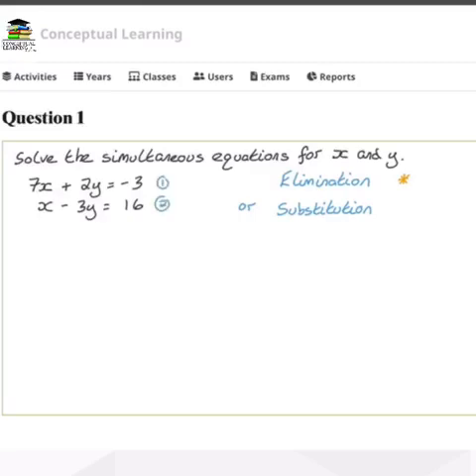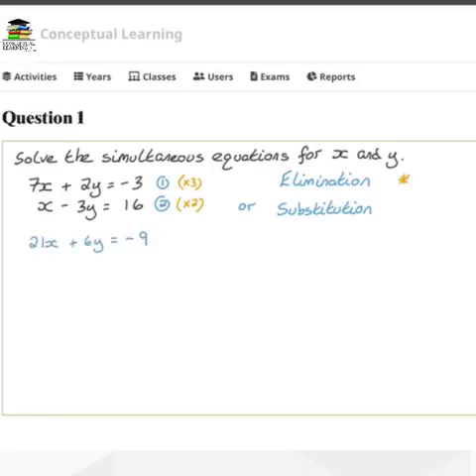Our first step is to make the coefficients of x or the coefficients of y the same. This means that we want the same number in front of both x terms or both y terms. We could multiply equation 2 by 7, as both coefficients of x would then be 7. However, in this case, we are going to multiply the top equation by 3 and the bottom equation by 2.